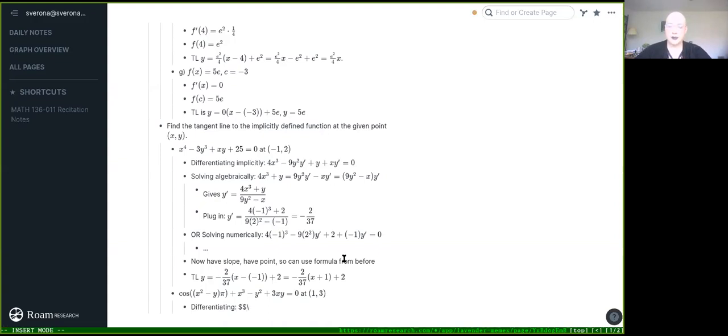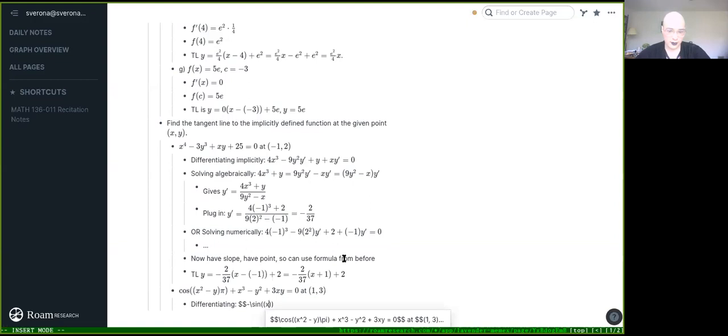Okay, so first things first, let's take the derivative of the cosine thing here. So that's going to be negative sine of whatever's in there. And then I have to bring the derivative of the inside and multiply by that, right? So I think I'm going to say dot and then 2x minus y prime times pi. So that's what I would get if I differentiated the thing on the inside. Okay, and now the rest of this goes pretty straightforward. So 3x squared minus 2y y prime.